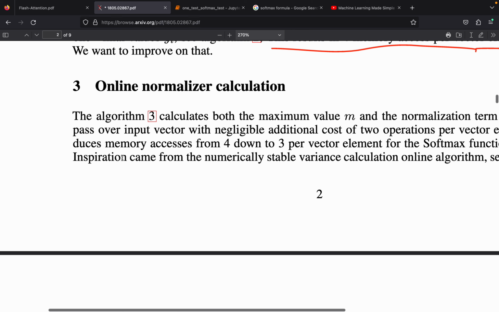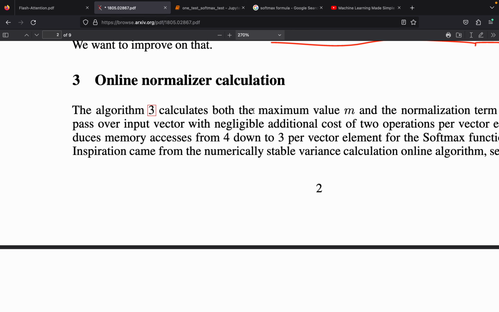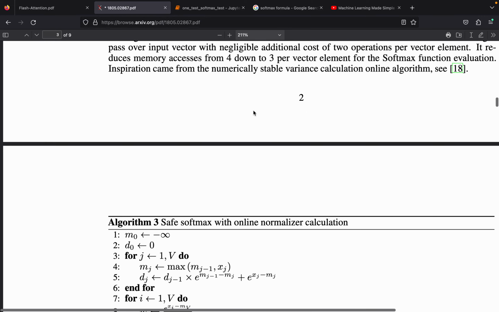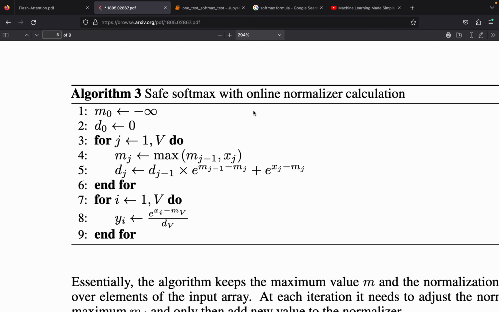It is called online normalizer calculation. The calculation just happens on the fly, or you can say online. We will look into how it happens. Okay, so now this is what the online normalizer calculation algorithm looks like.